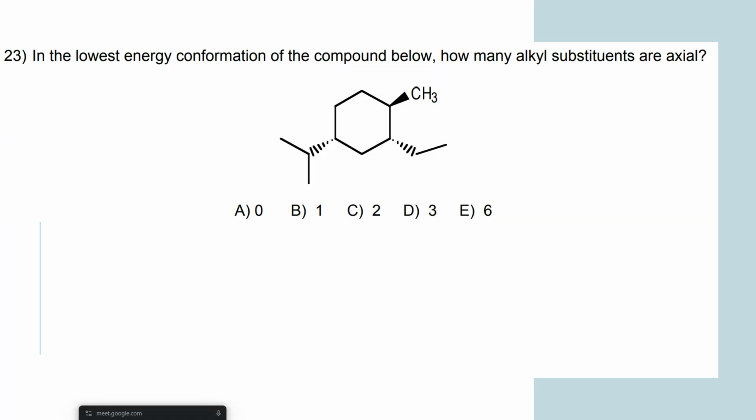In the next question, in the lowest energy conformation of the compound below, how many alkyl substituents are axial? We have 3 alkyl substituents present in the given structure. Let us look at the most stable conformation, which will be the lowest energy conformation, and see how many of these will be in the axial position. Note that the positions of these alkyl substituents are 1, 2 and 4.